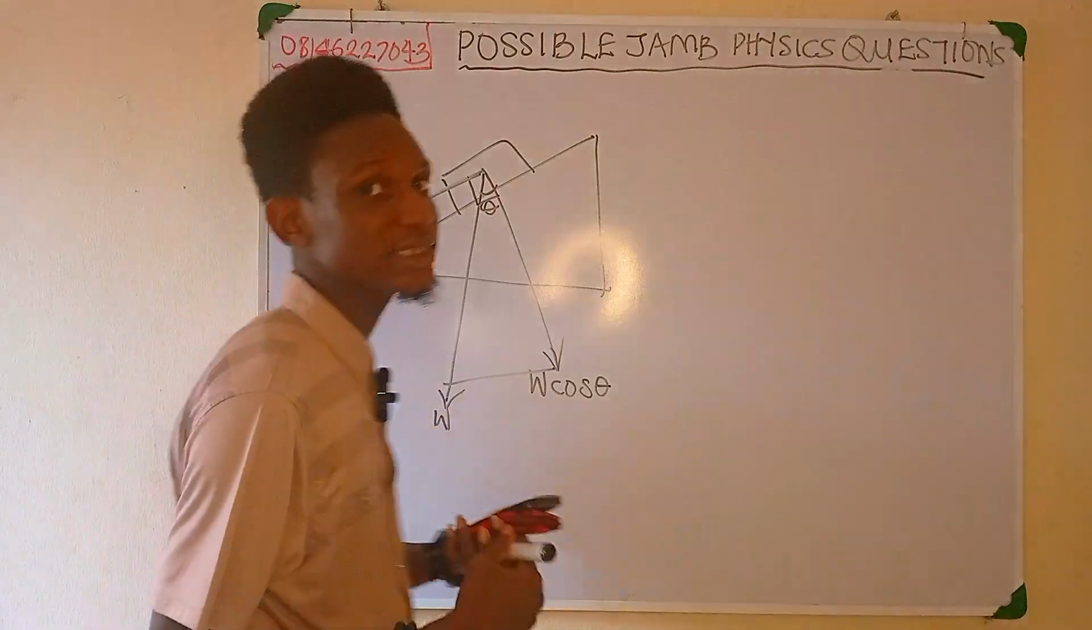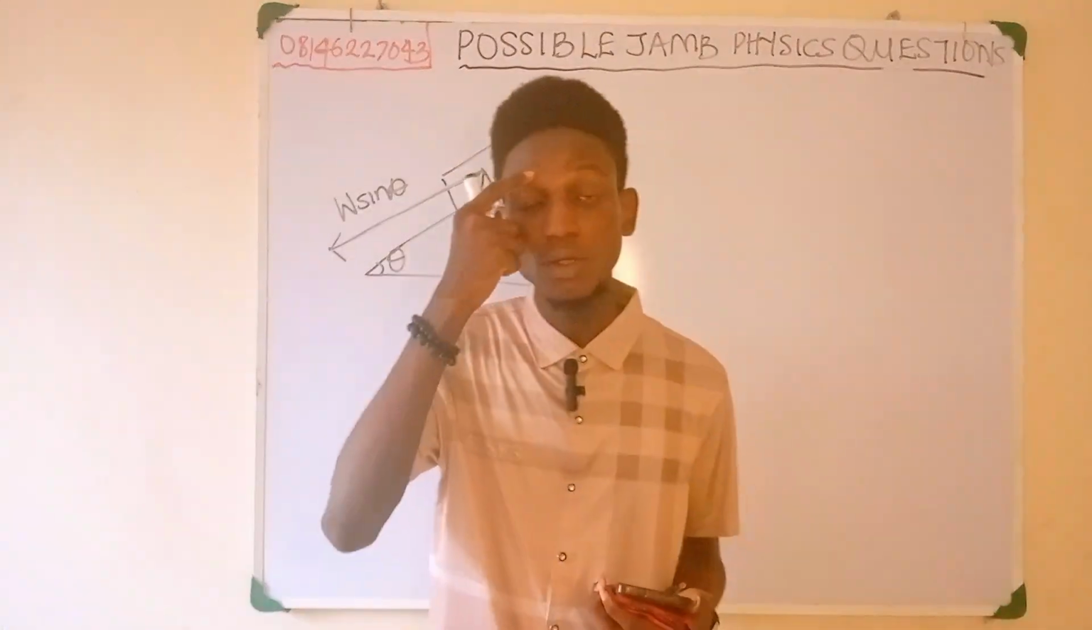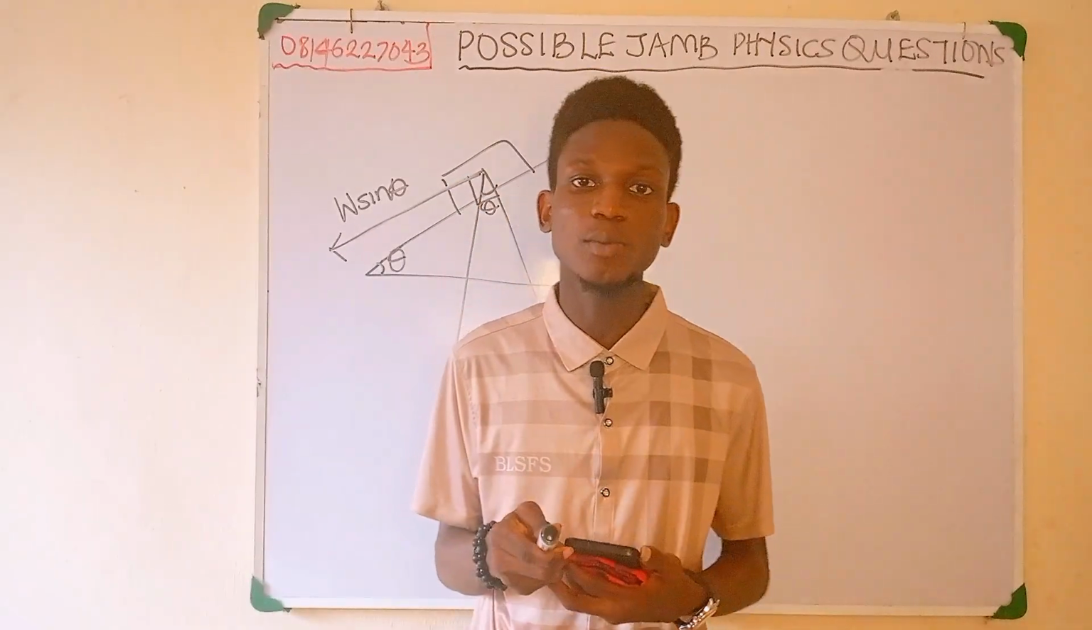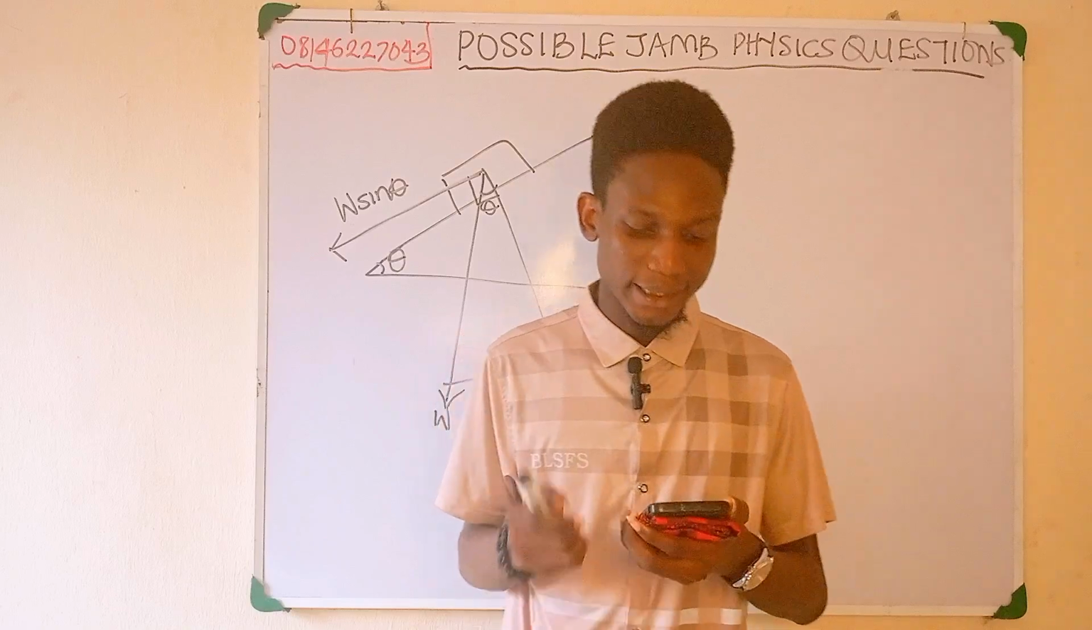I explained how this W sin theta and W cos theta came about, so you can go and watch the video. So that's the component of weight along the plane. Please just take note. That's mg sin theta. Option A is correct.